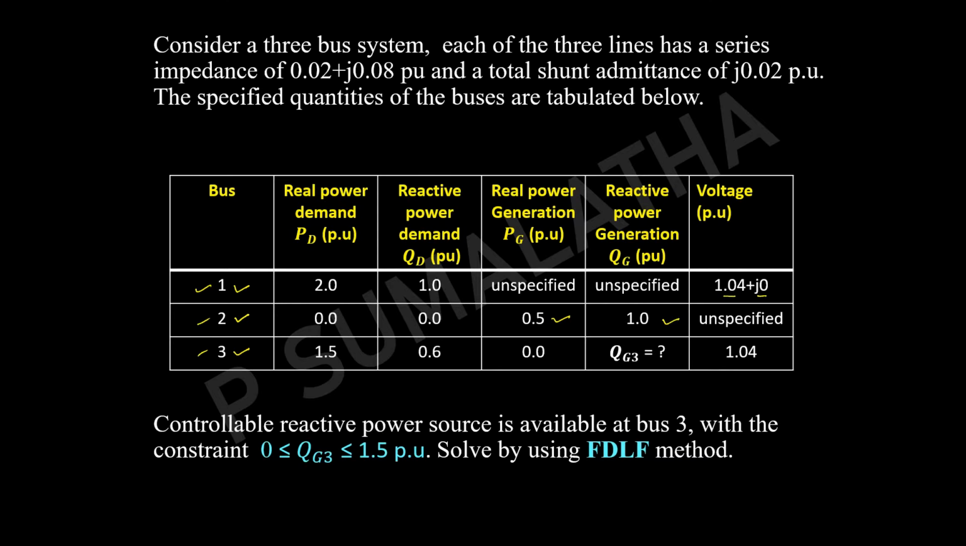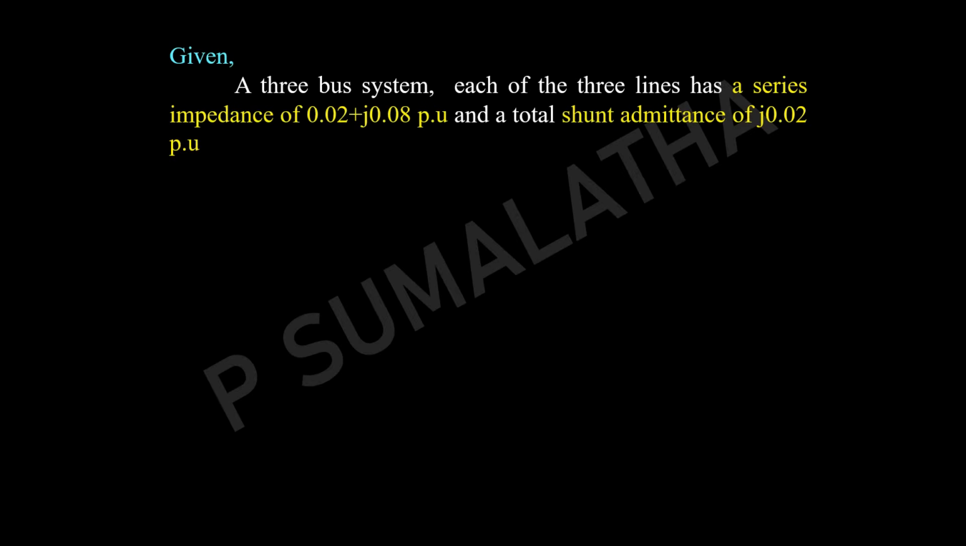However, we have done for other load flow techniques. Here also we need to form the Y bus. Since I have taken the same problem like what I have explained in the Newton-Raphson method, the formation of Y bus will be same. So let us see that. Given a 3-bus system, it is having a series impedance of this much and shunt admittance J0.02 per unit.